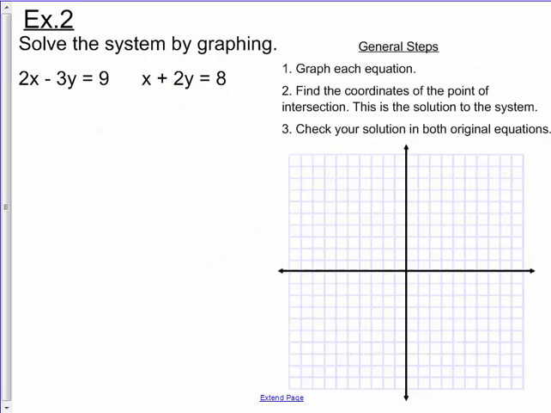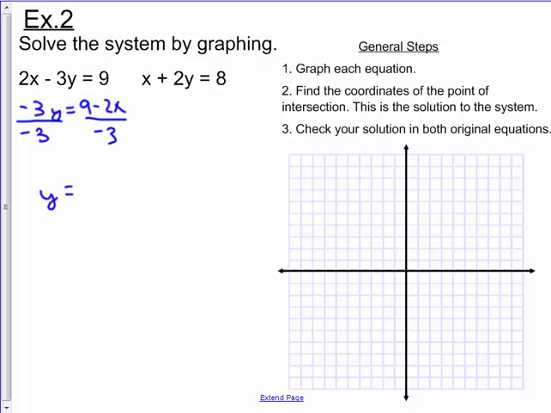In example 2, now we're solving the system by graphing. So we're going to graph each of the equations, and we're going to find out where or if they intersect. Where they intersect is the point they have in common, where both things are going to be true, because anywhere on the line is true. But I want to find a point where it's true for both of them.